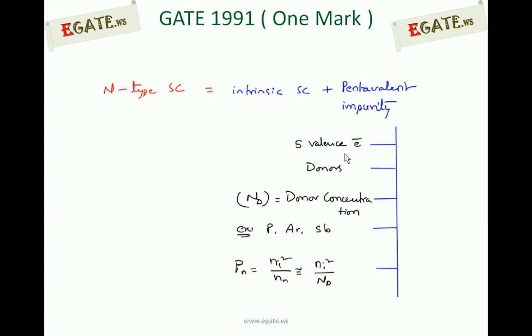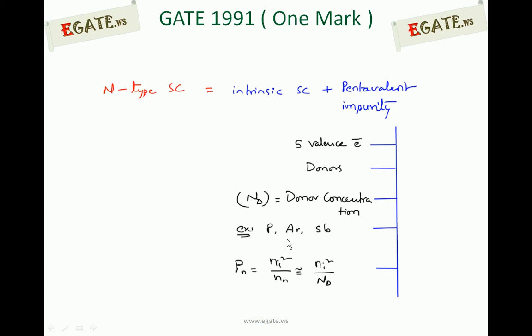So the number of free electrons available in an N-type semiconductor, that is the majority carriers, is equal to the number of pentavalent impurities you are adding to the intrinsic semiconductor. That is indicated with Nd, the donor concentration. The number of pentavalent atoms you are adding to get an N-type semiconductor is called Nd. Nd is approximately equal to Nn, so Nd is most of the time treated as the majority carriers. Examples of pentavalent impurities: phosphorus, arsenic, antimony.